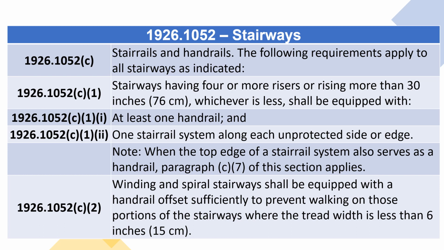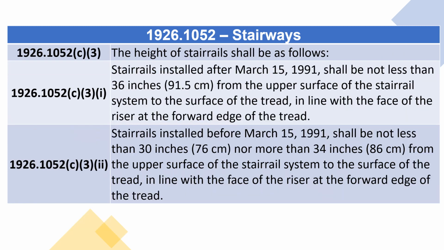1926.1052 C2. Winding and spiral stairways shall be equipped with a handrail offset sufficiently to prevent walking on those portions of the stairways where the tread width is less than 6 inches, 15 centimeters. 1926.1052 C3. The height of stair rails shall be as follows.